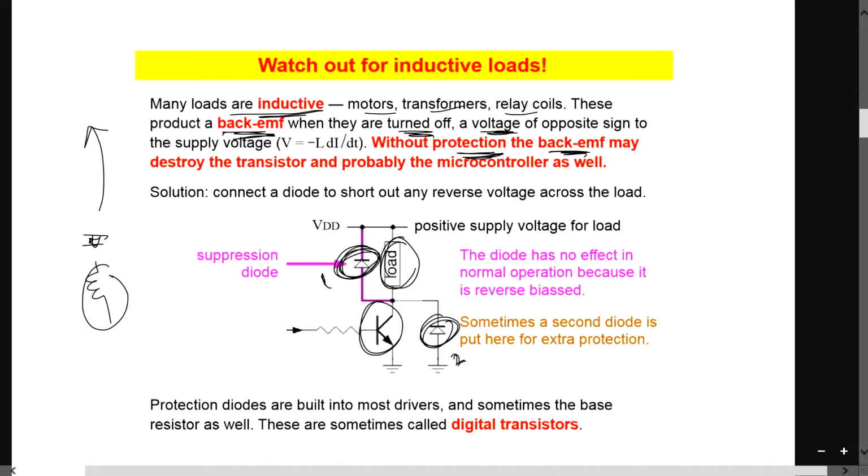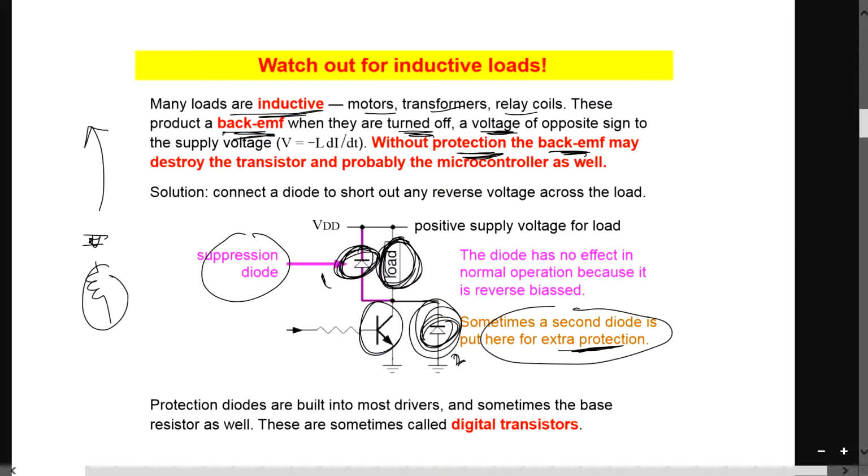The second one over here is for extra protection. This one, you definitely must have one that is connected parallel to the load. So this is something that you need to know. The diode is connected parallel to the load, while another diode is connected parallel to the collector emitter system. So for example, normally we run our load like that, and then we write it like this, right?